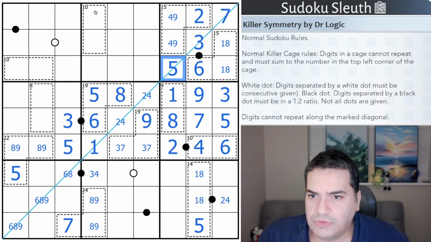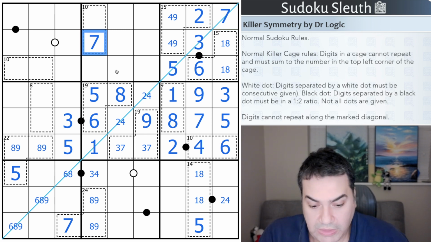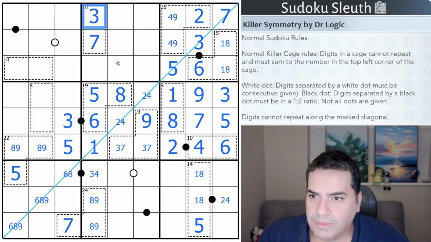That 10 cage that was tempted a long time ago, we've got 6, 8, and 9 done now. This can only be 7 and 3. That 7, and that 3 as well, gives me the order. That's 7 and 3.